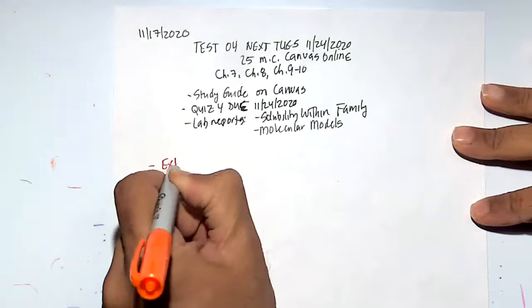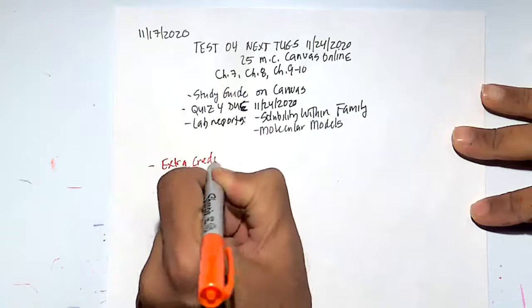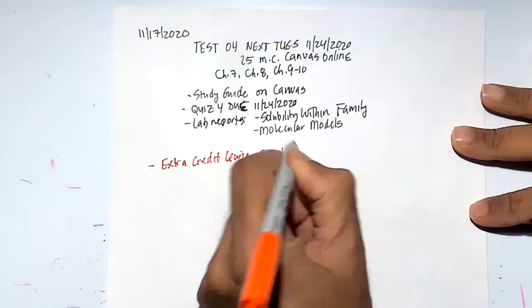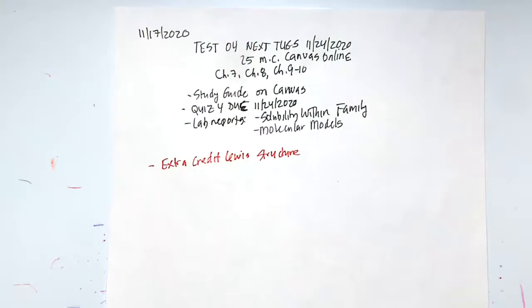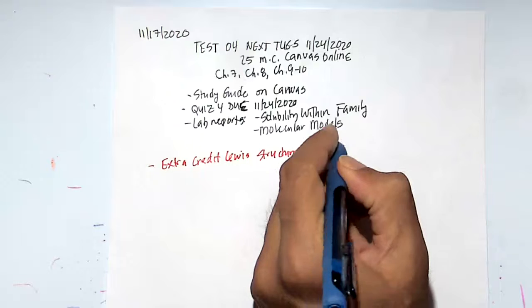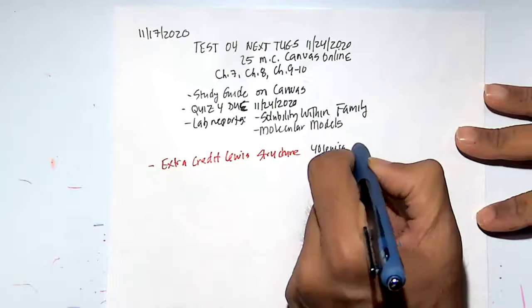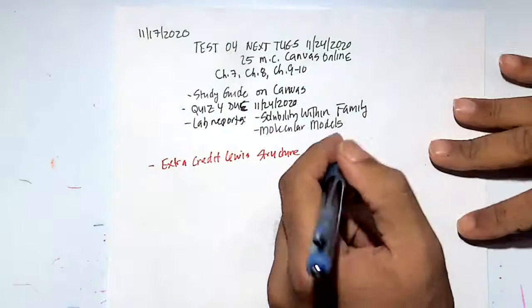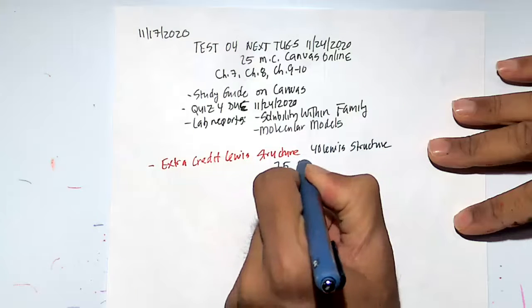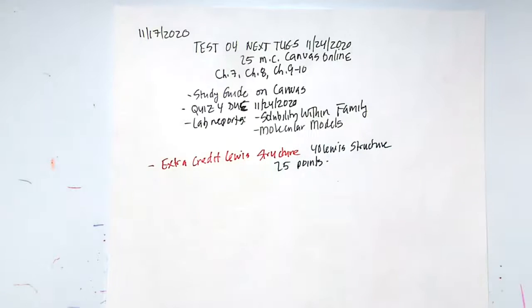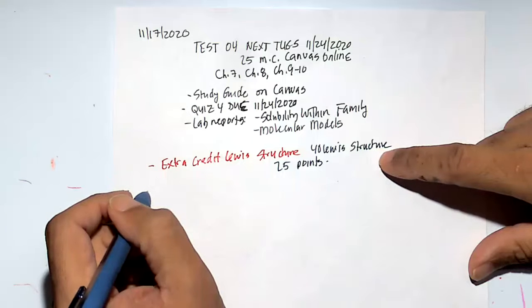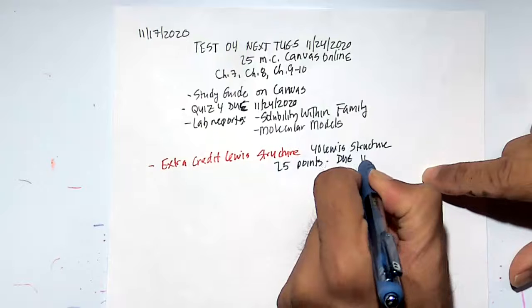There's an extra credit Lewis structure assignment. That's 40 Lewis structures, and I'll give you 25 points towards your homework grade. It's an honor system. Practice drawing these so you can get an idea of how these things work when you construct them. So 40 Lewis structure problems, that's 25 points. Make sure you do that. I think the due date is on Canvas. I'm not sure what the due date is, but I'm thinking it's this Saturday. Thank you. Okay, so it's going to be due this Saturday.